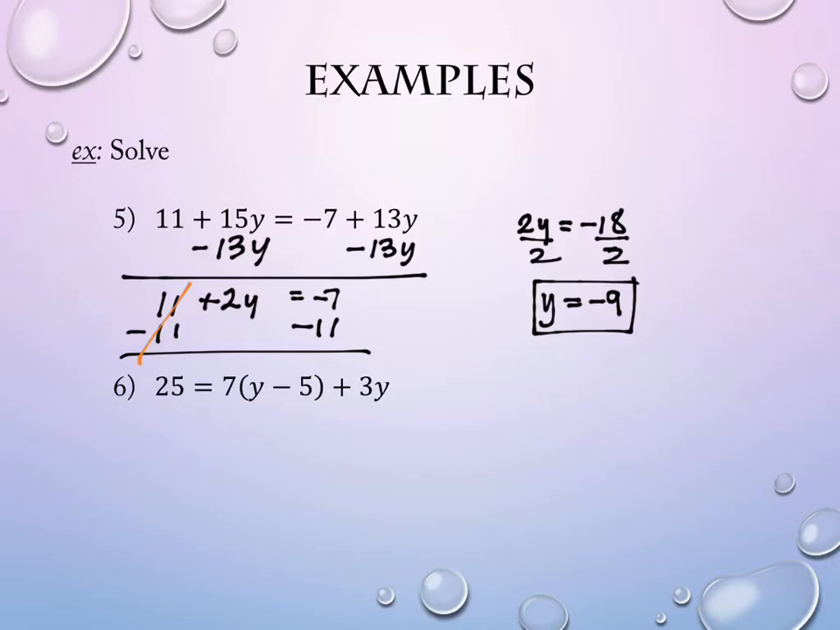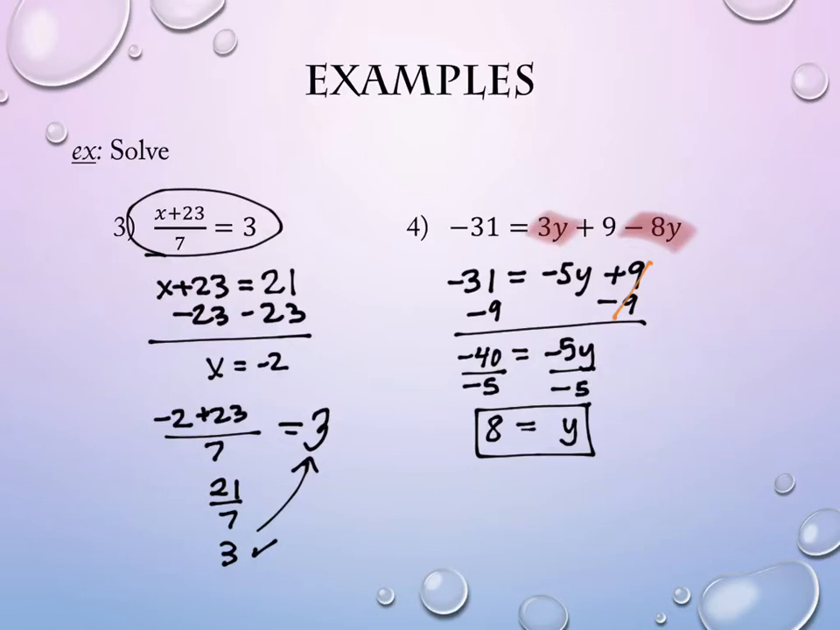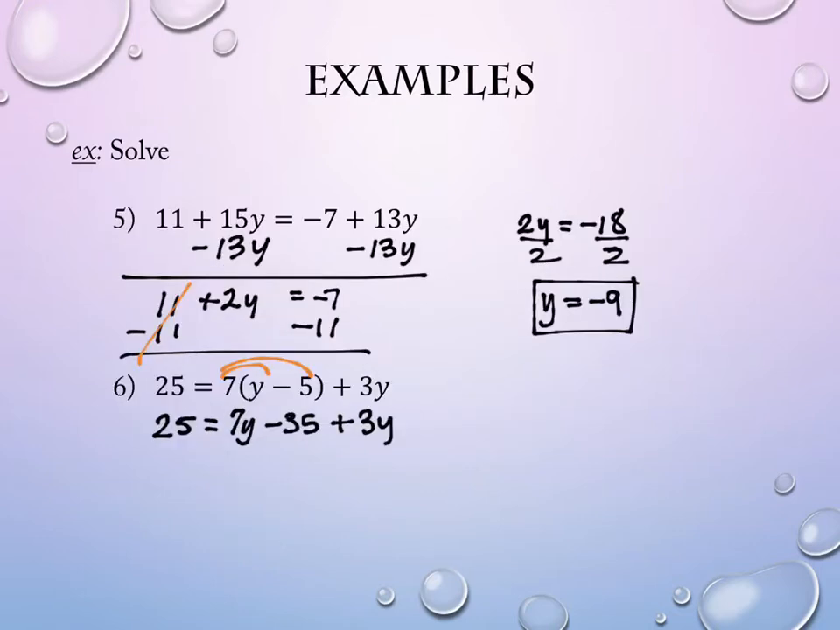Okay. The second one down here, what do we see happening on number 6? Yeah, the parentheses we can distribute through, right? So let's do that. We'll start with our 25 on the left. What's 7 times y? And 7 times negative 5? Wonderful. And then I have my positive 3y. Now the problem actually looks quite a bit like number 4 over here, doesn't it? So I have some pieces on the right-hand side that I can, in fact, combine. I have like terms with the 7y and the 3y.